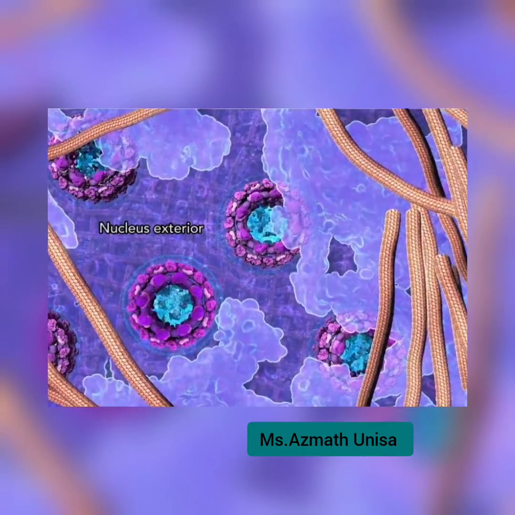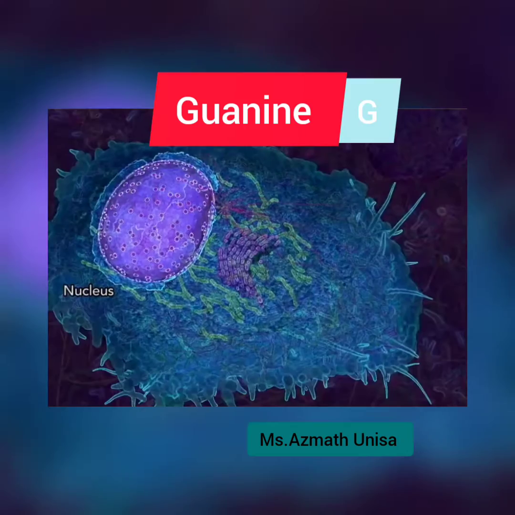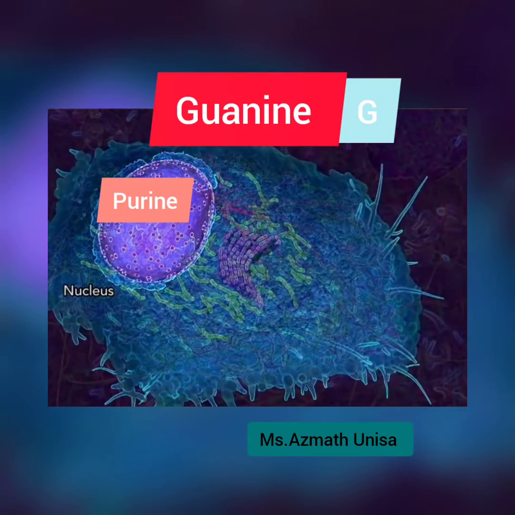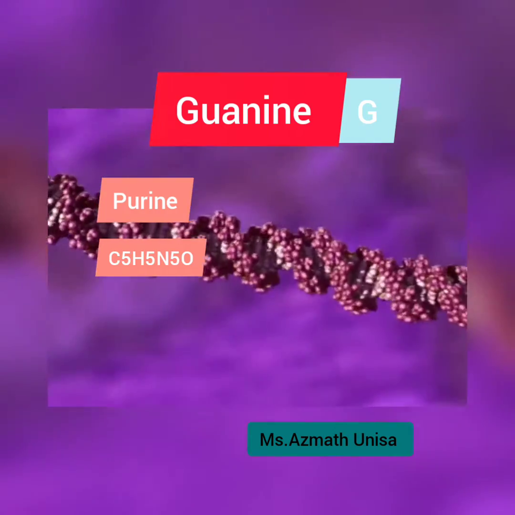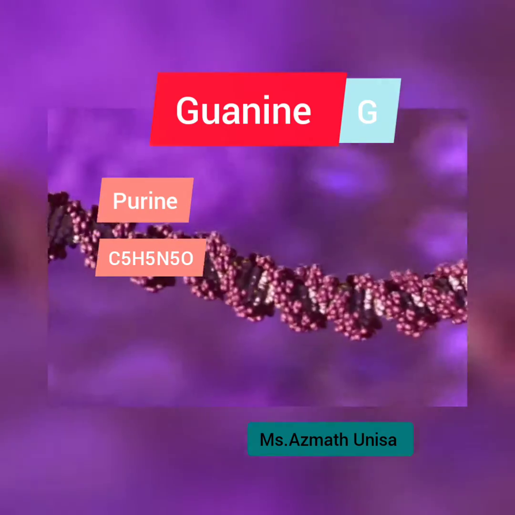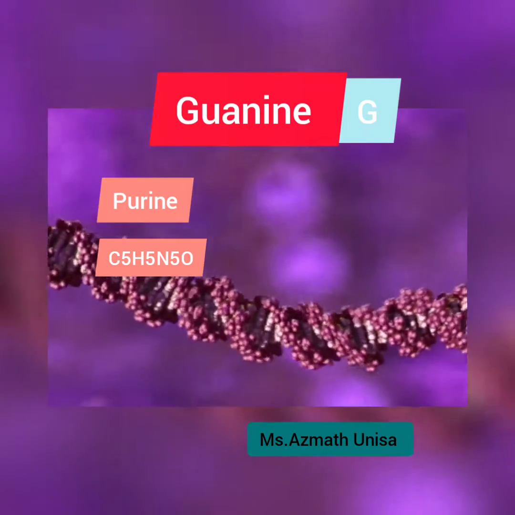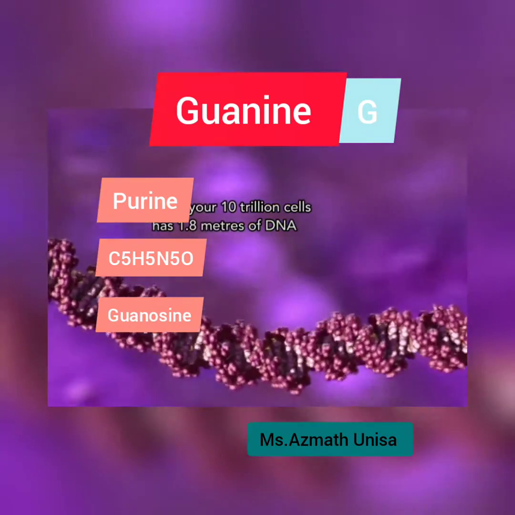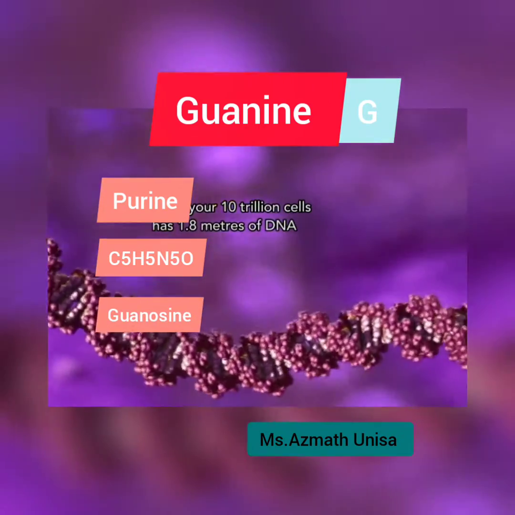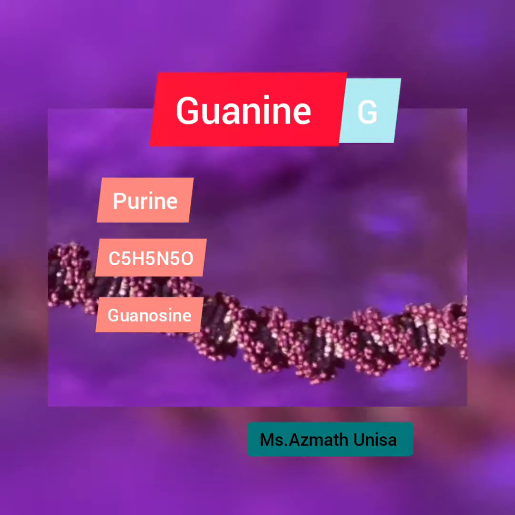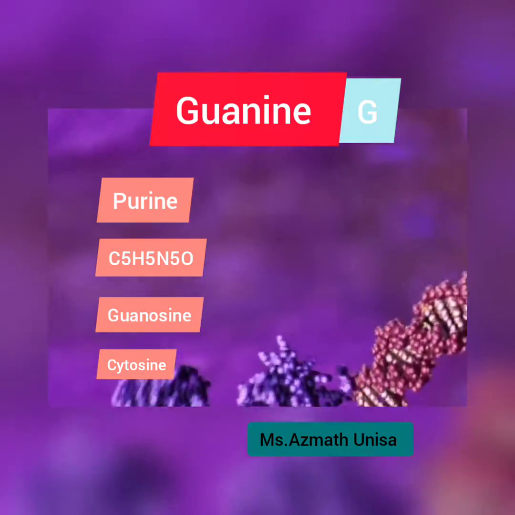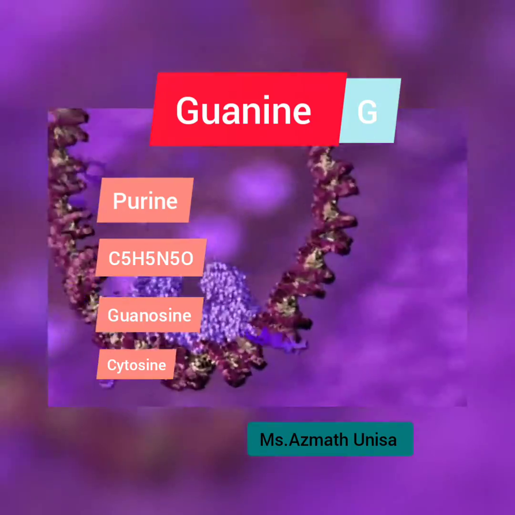Coming to guanine, it's denoted by G. Guanine is a purine with the chemical formula C5H5N5O. A guanine-based nucleotide is called guanosine. Guanine is a fused ring with conjugated double bonds. Guanine bonds with cytosine via 3 hydrogen bonds to form the nucleic acid in DNA.